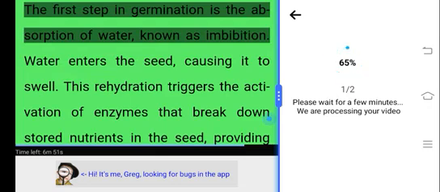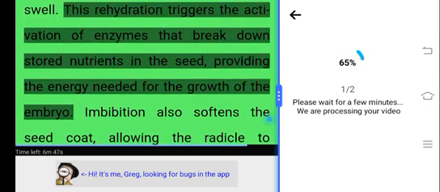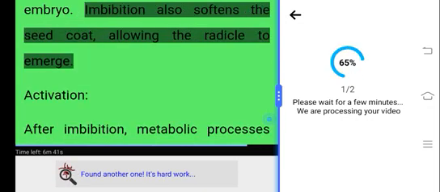The stages of seed germination can be divided into several key phases: imbibition, activation, growth, and emergence. Imbibition. The first step in germination is the absorption of water, known as imbibition. Water enters the seed, causing it to swell. This rehydration triggers the activation of enzymes that break down stored nutrients in the seed, providing the energy needed for the growth of the embryo. Imbibition also softens the seed coat, allowing the radicle to emerge.